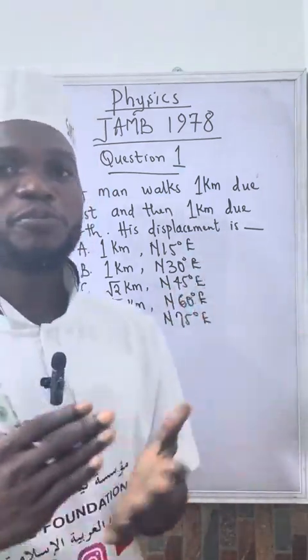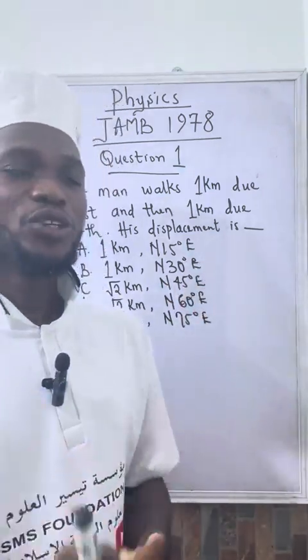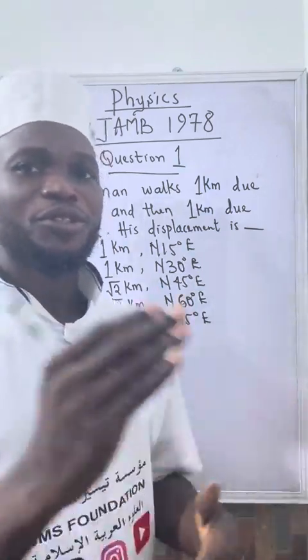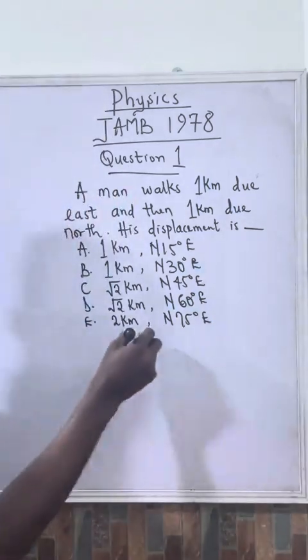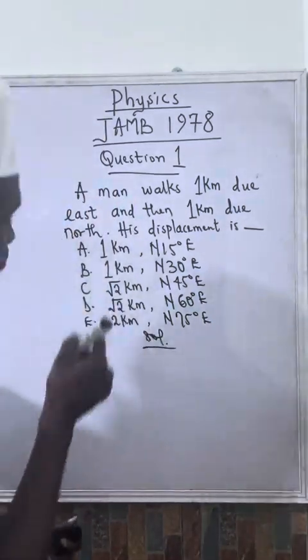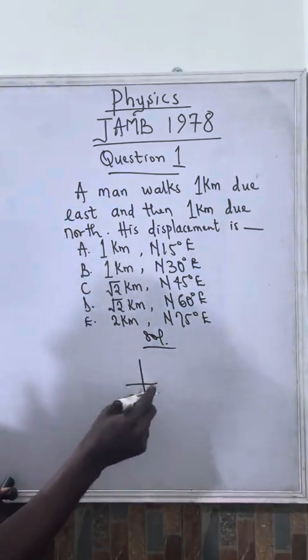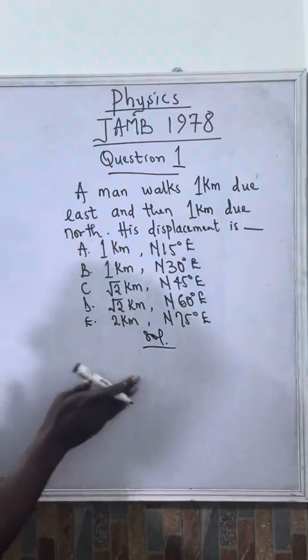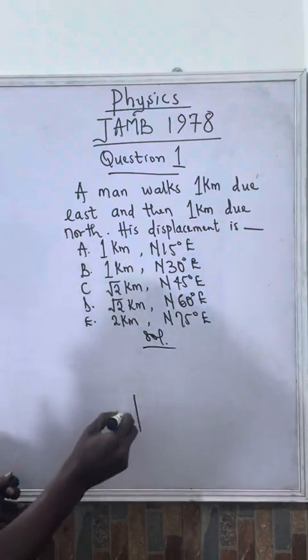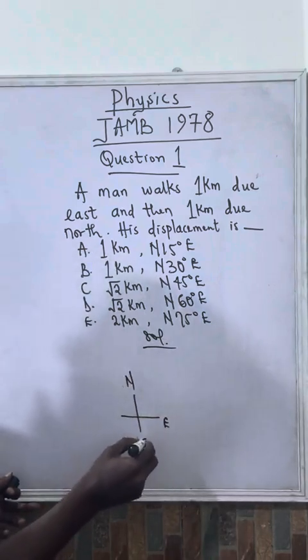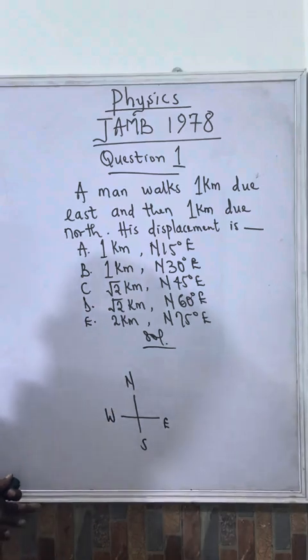And you know that displacement is a vector quantity, so it must have both magnitude and direction. So let us go through the solution. First of all, let me draw the 4 cardinal points. This is north, this is east, this is south, and this is west.